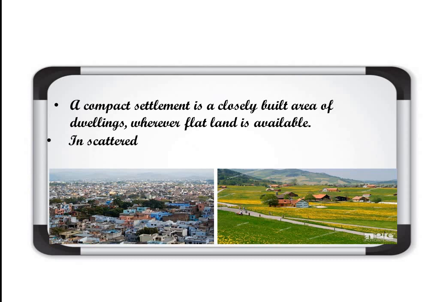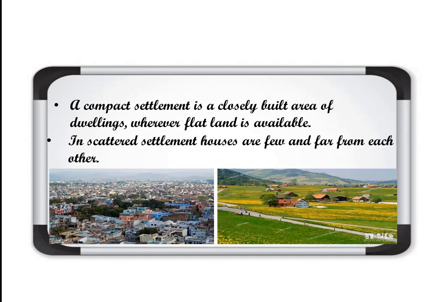Now what is dispersed or scattered settlement? In a scattered settlement, houses are few and far from each other. It is known as dispersed settlement also. Dispersed means bikhra hua, scattered also. So in picture number 2 you can see the houses, those are very far from each other. Very few houses you can see here. This is a type of scattered settlement, and this scattered settlement is basically found more in hilly regions or forested areas. So this is all about the compact and the scattered settlement that we have done in our chapter.